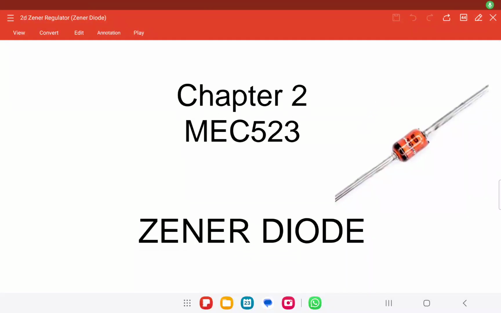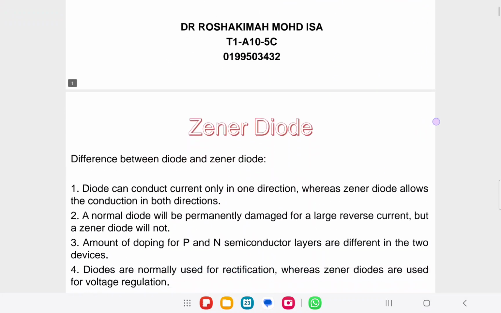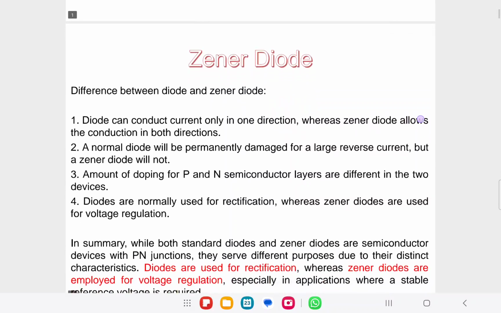Okay, chapter 2D will be on the Zener diode. We have calculations for the Zener diode. In the test, normally for chapter 1 and 2, the question is either a circuit with diodes or a circuit with a Zener diode.